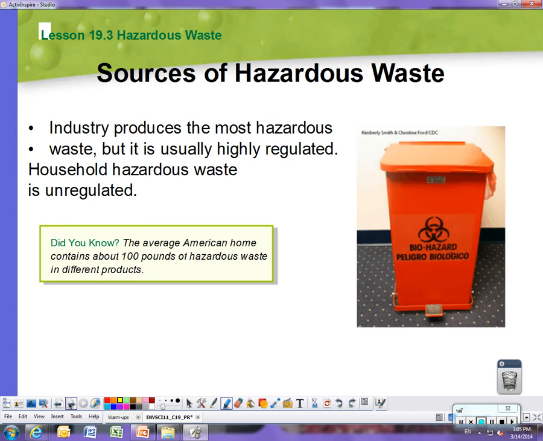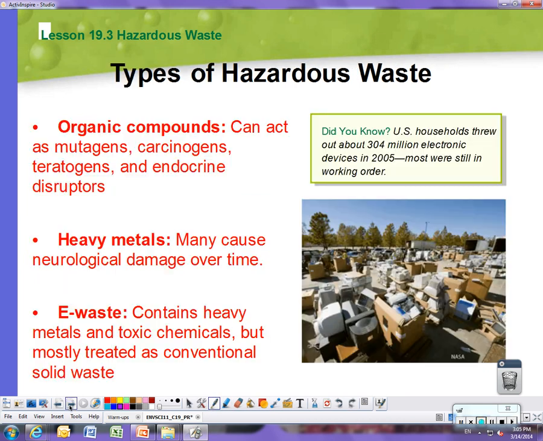Sources of hazardous waste vary a lot. A lot of times it's going to be industry. And then household hazardous waste is actually really dangerous because of the quantity. Everybody uses household hazardous waste, and it's not regulated. We're not disposing of it properly. People are not using those disposal sites on Saturdays.